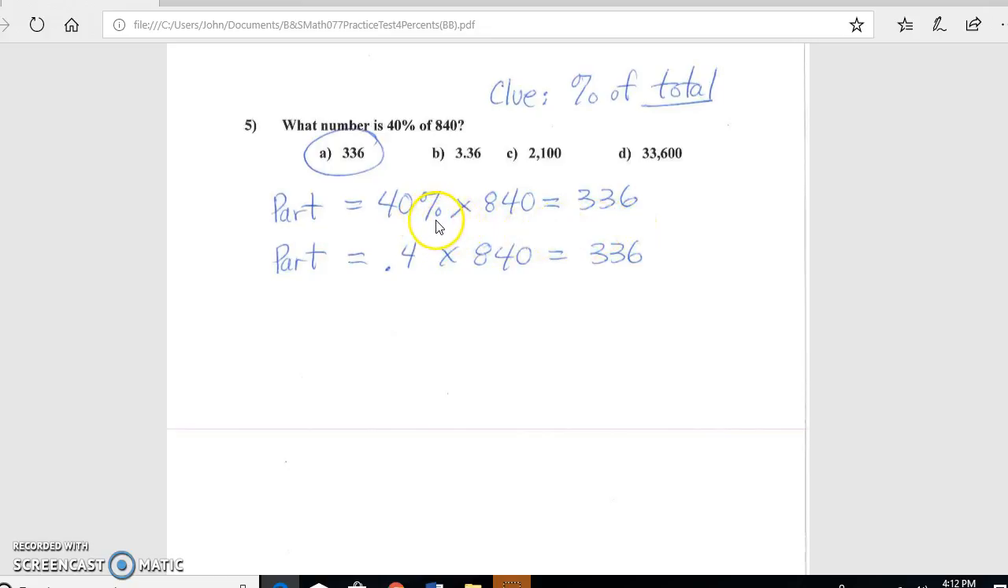Now when you do it this way, you would have to use the percent key on your calculator as you enter it, just like this. If you didn't use the percent key, you would have to change this to a decimal number. 0.4 times 840 would give you 336 as well. So the answer is letter A.